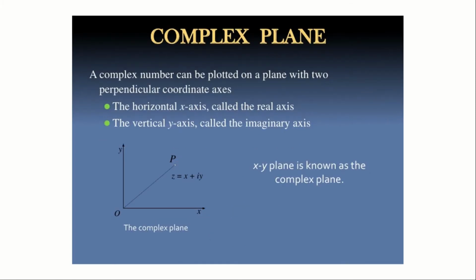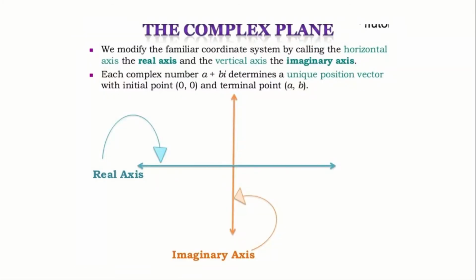Next is complex plane. A complex number can be plotted on a plane with two perpendicular coordinate axes. We know that we can plot a graph by using two points, but only positive points. But here a complex number, a combination of both positive and negative numbers, we can also plot inside a graph. That is called a complex plane. The horizontal axis is called the real axis and the vertical y-axis is called the imaginary axis. The XY plane is known as the complex plane. The whole XY plane is considered as the complex plane. So we modify the familiar coordinate system by calling the horizontal axis the real axis and the vertical axis the imaginary axis.